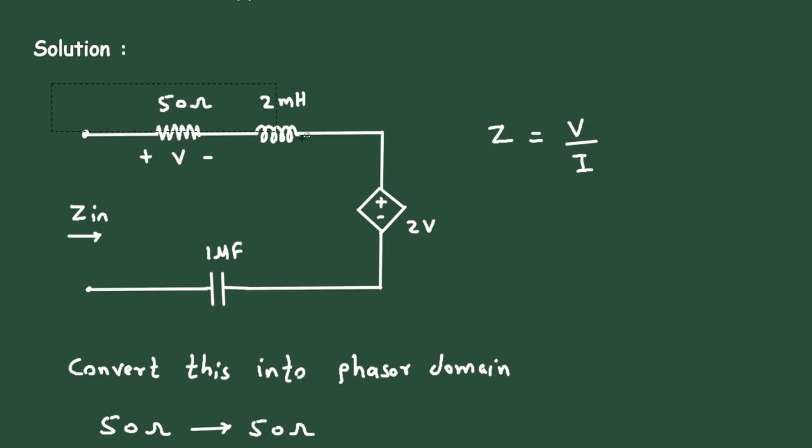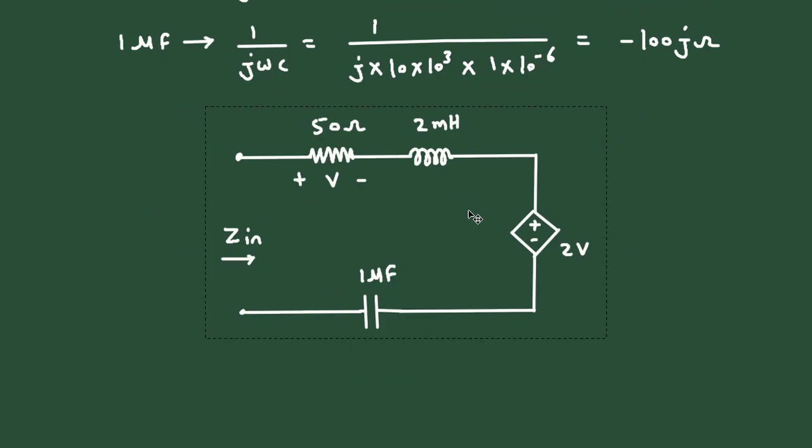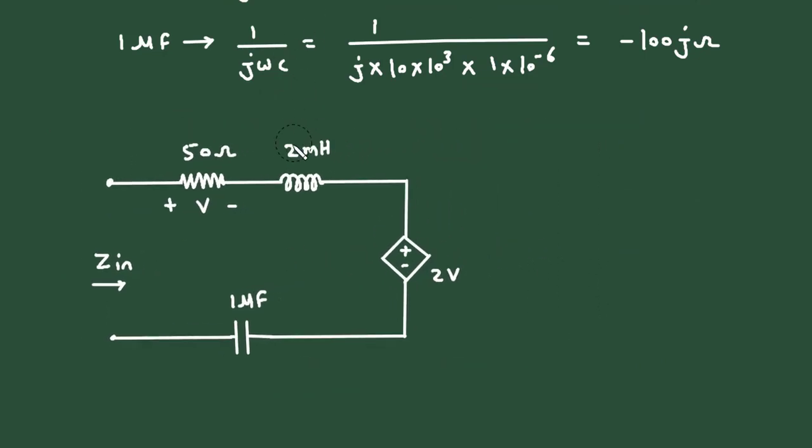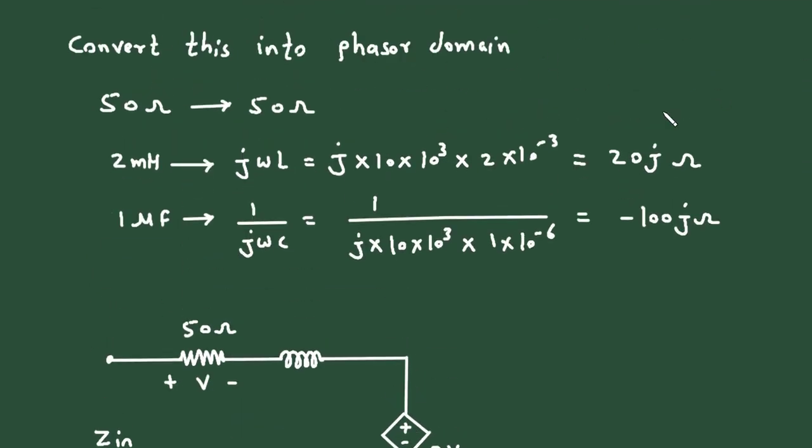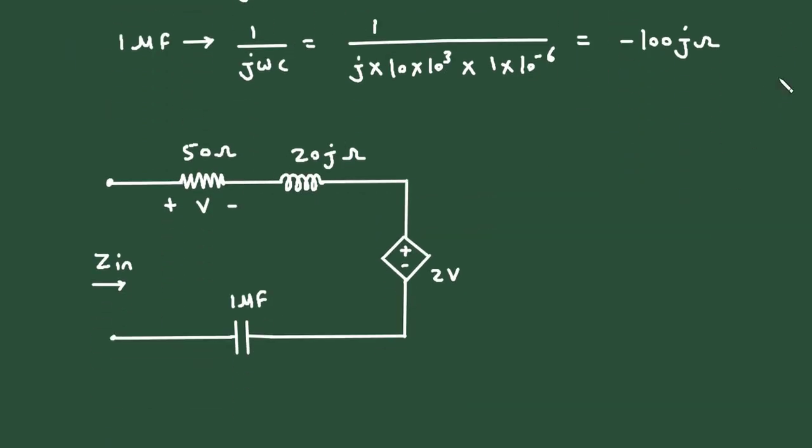Now again we will redraw the circuit, and we will replace these values. In place of this 2 millihenry, it can be replaced by 20j ohm. And here this is 1 microfarad, so this can be replaced by minus 100j ohm.